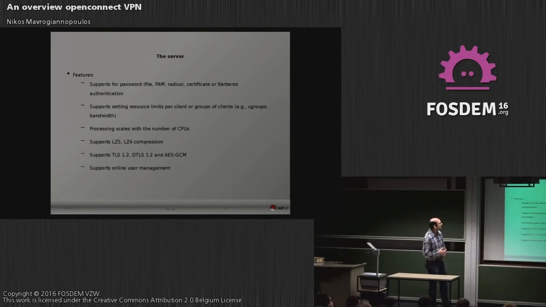It supports password authentication using file, PAM, or RADIUS. You can authenticate using certificates or Kerberos. Kerberos authentication is interesting because you can achieve single sign-on if you use Kerberos as your corporate authentication system. You can achieve single sign-on in the sense that you connect the VPN, and then you already have a ticket to connect to any other service. You can set resource limits per client or per group of clients using cgroups, or limit the bandwidth. With cgroups, you can also limit the CPU time that some groups of users can take.